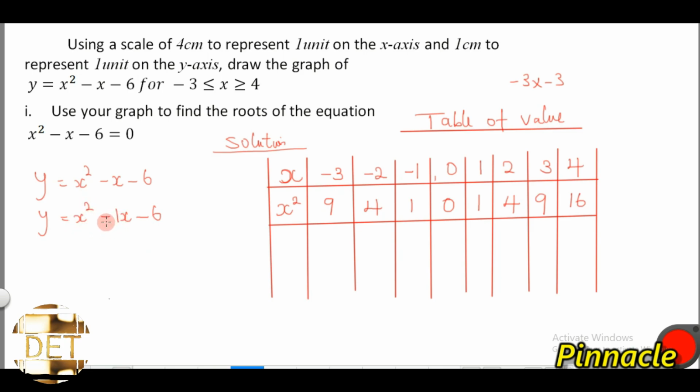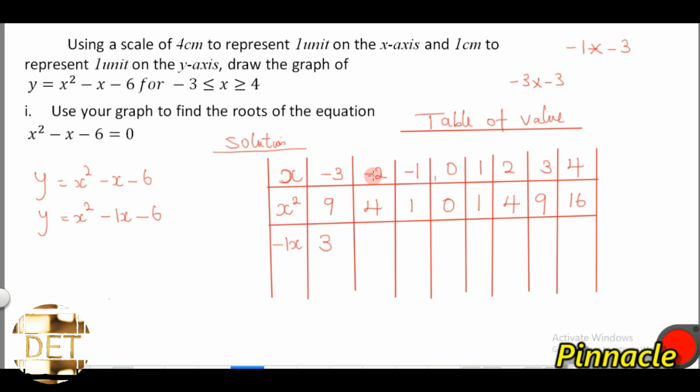The next thing that I have here is minus 1x. So when x is minus 3, my minus 1x will be minus 1 times minus 3. So minus times minus will give me plus. So minus 1 times minus 3 will give me plus 3. So this will be 3.